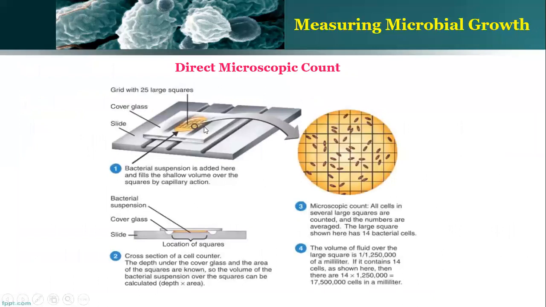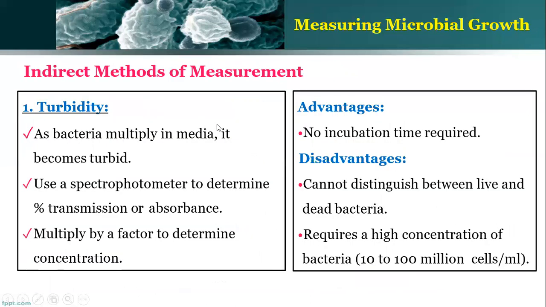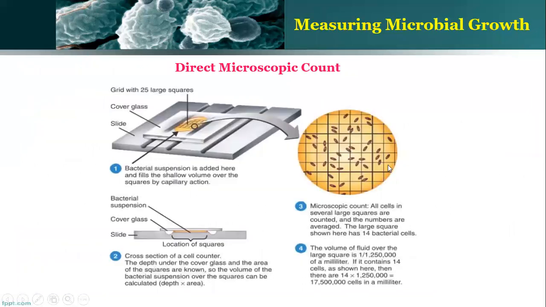So this is a Petroff-Hausser chamber that contains a square for the counting of the bacteria. On the Petroff-Hausser chamber, the bacterial culture sample has been added and the stain has been added. Mix it properly, then cover with a cover slip. When you observe under the microscope, you can find the bacteria present in the sample, and these bacteria are counted.